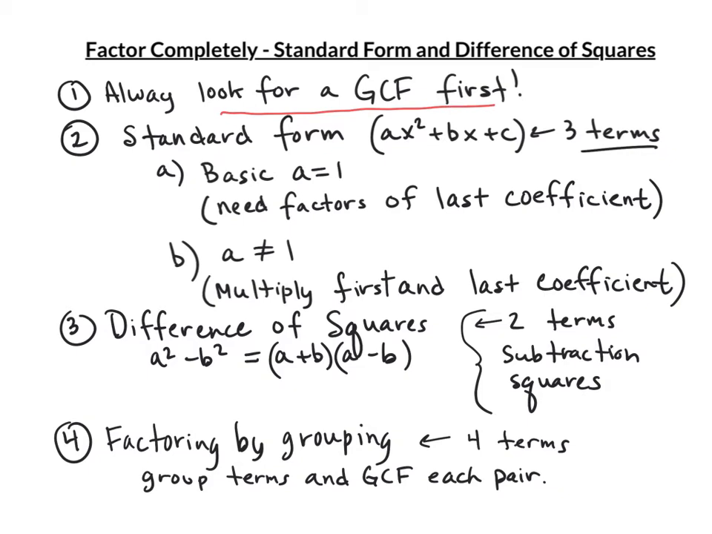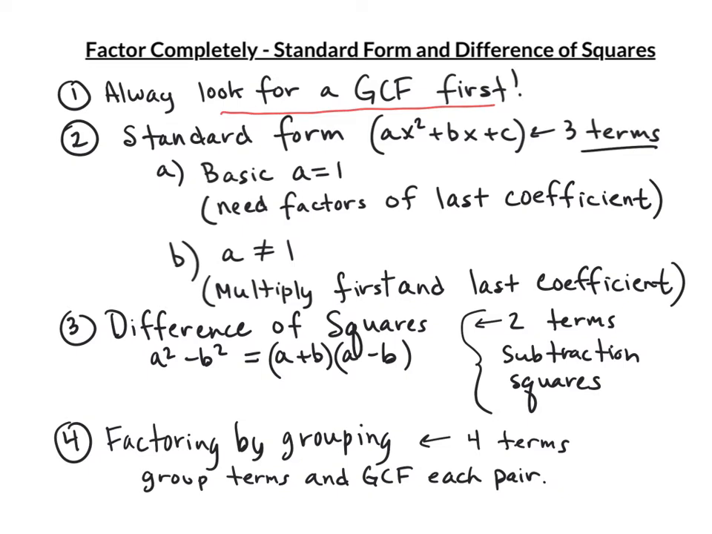Take care of it. Then we have standard form. How do we recognize it? It has three terms. First thing we did was the basic kind. That was when the number in front of the square term was 1, a was 1. Then we look at the last number and figure out factors of the last number that added and subtracted to make the middle.